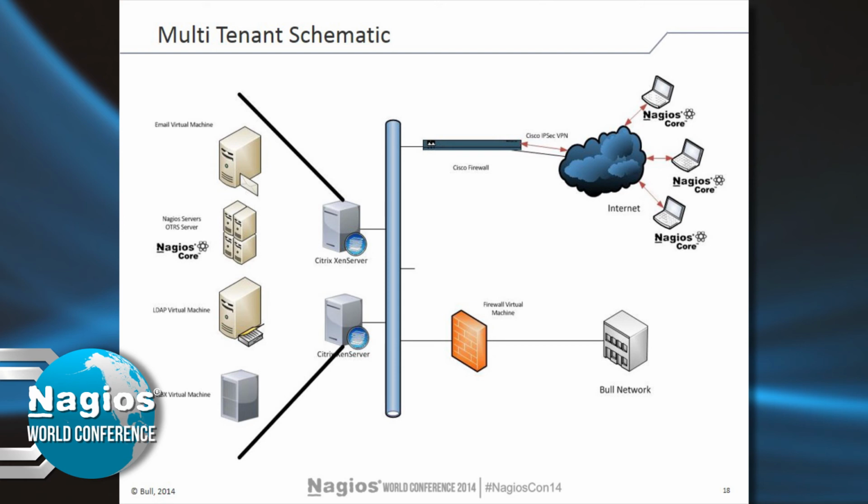A bunch of Nagios Core systems, talking to a firewall, talking to a DMZ effectively, talking to another network. A couple of Citrix servers, and you'll see there email, OTRS, LDAP for authentication, and the PABX virtual machine, which is Asterisk.